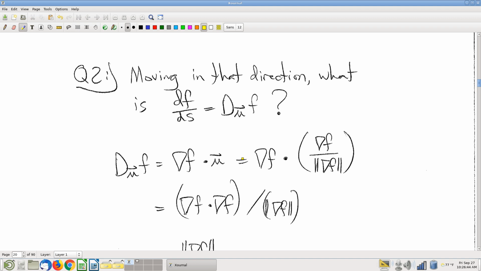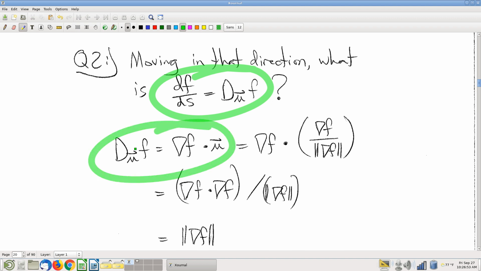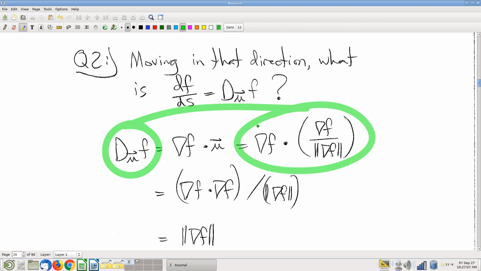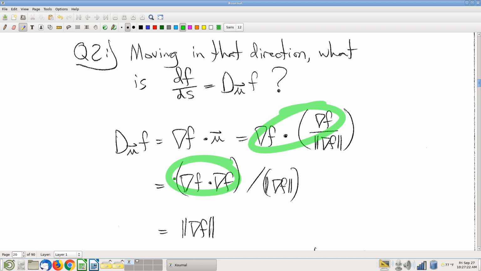Well, an easy calculation. The directional derivative that I'm interested in, again, is computed by that formula. And remember, we've already decided that's the best unit vector. So the directional derivative is just computed by that little formula there: gradient dot gradient divided by magnitude of the gradient. And of course, gradient dot gradient is magnitude squared. We have magnitude squared divided by magnitude, which is magnitude.